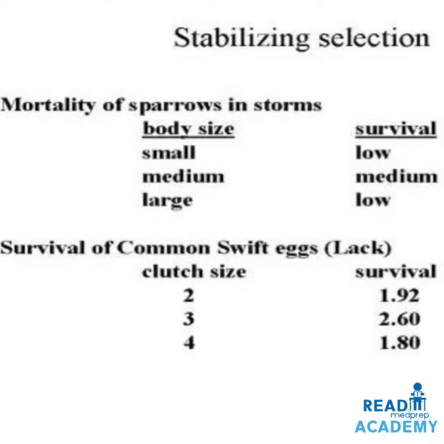Here in this image you can see stabilizing selection, the mortality of sparrows in storms. The body sizes, small and large, couldn't survive much, whereas the medium body size sparrows survived better. For the survival of common swift eggs, the clutch sizes of 2 and 4 usually did not survive much. They were about 1.92 and 1.80 respectively, whereas the swift clutch size of 3 survived better with 2.60.